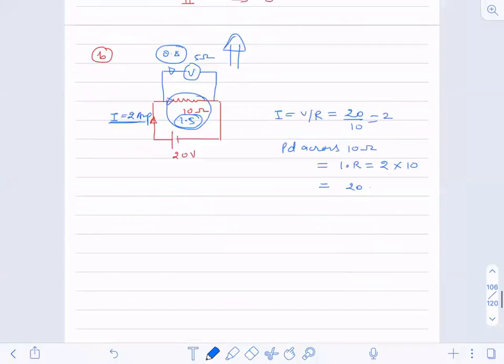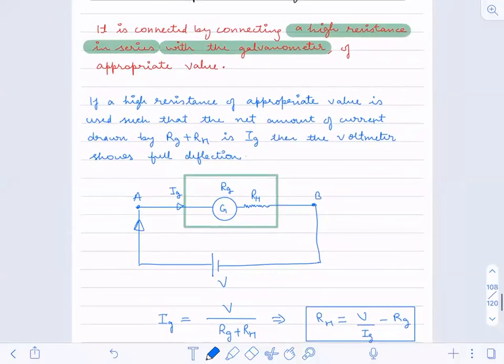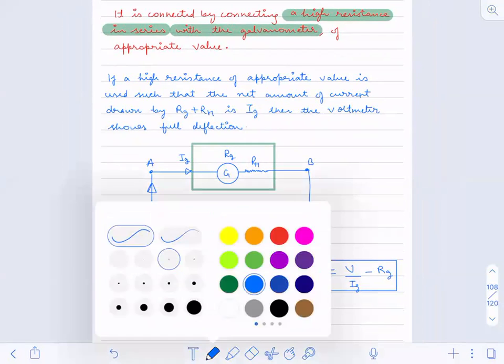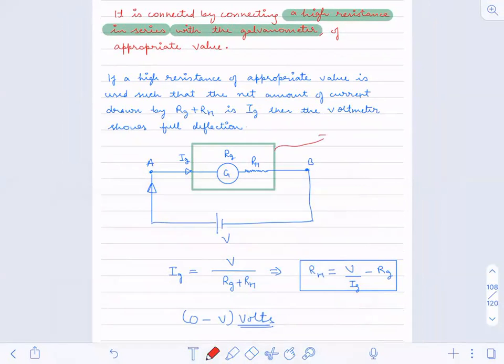Here in construction, if anybody is having any doubt. See, this complete box is our voltmeter: the galvanometer plus that series resistance. This complete thing is our voltmeter. If anybody is having any doubt, you just ask now itself.